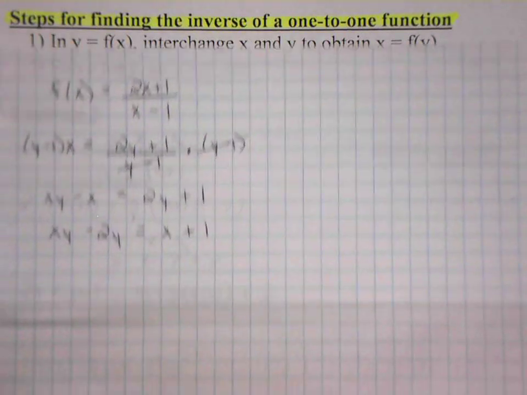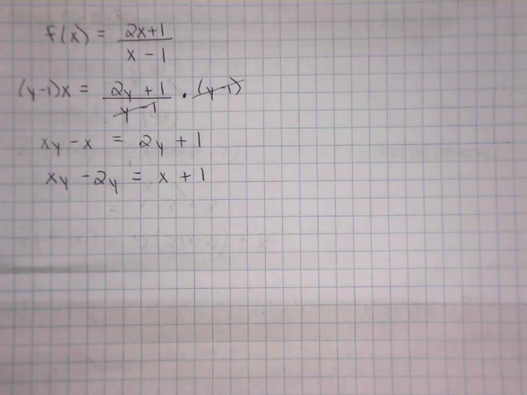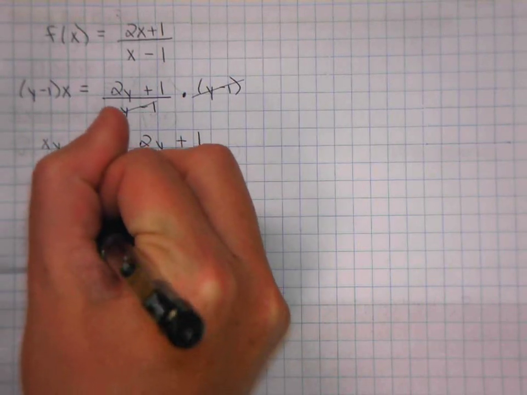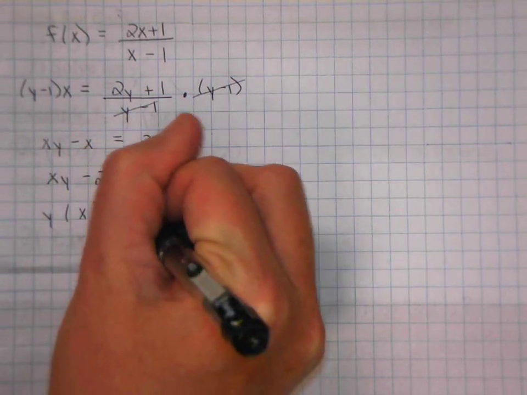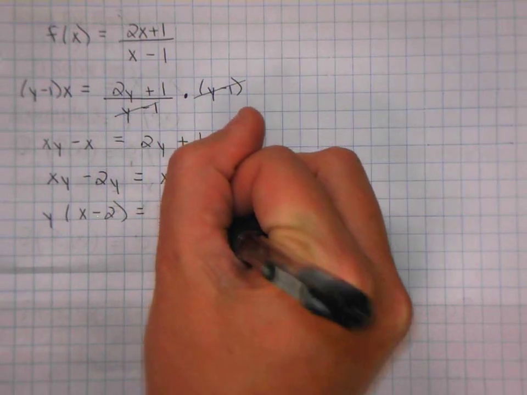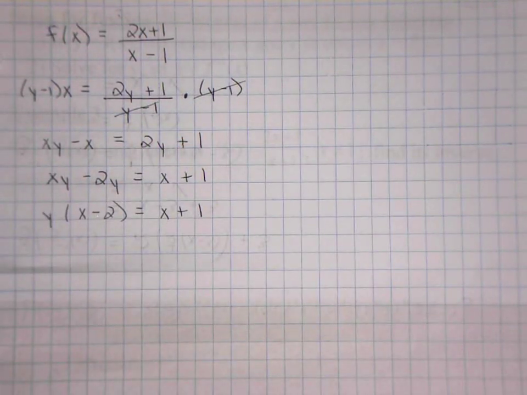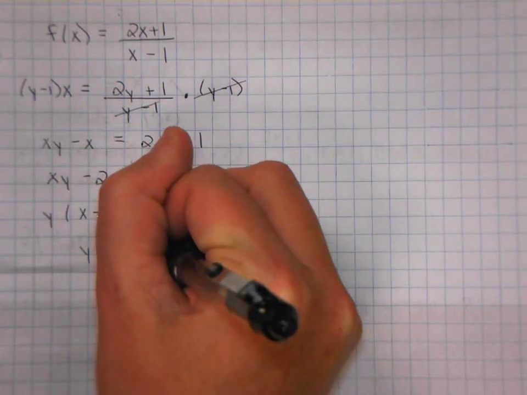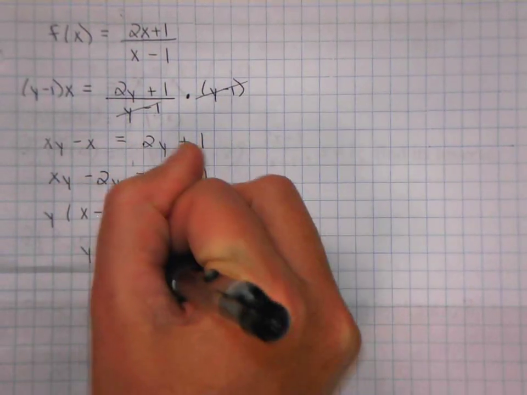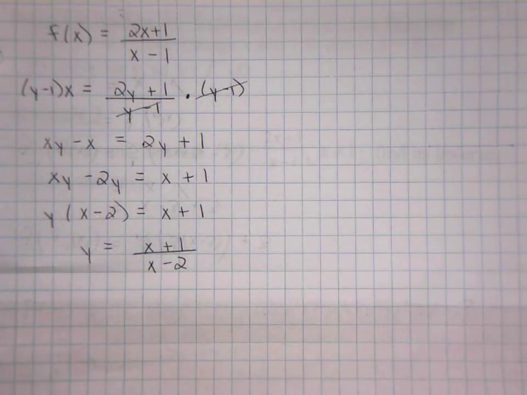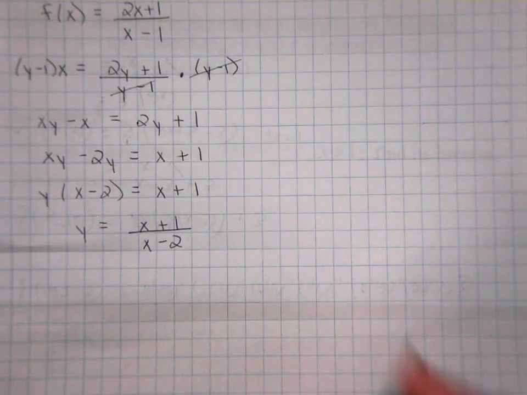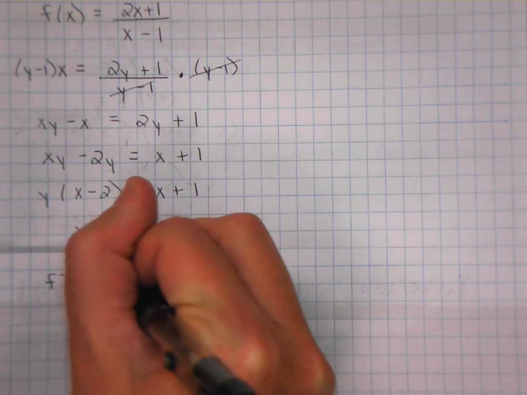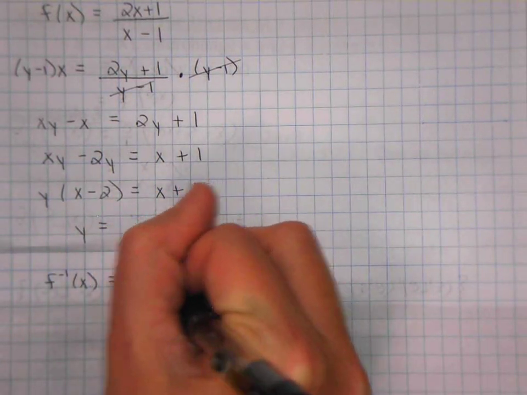Still doesn't look great because I see a y in two places, so I'm actually going to factor the y out, and it would be y times (x minus 2) equals x plus 1. Last step would be to divide by x minus 2 on both sides, and I would get y equals (x plus 1) over (x minus 2). Last thing would be just to please use the correct notation. This would be f inverse of x equals (x plus 1) over (x minus 2).